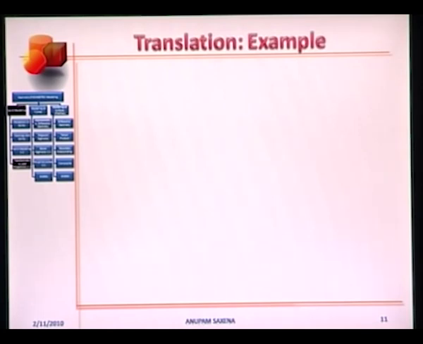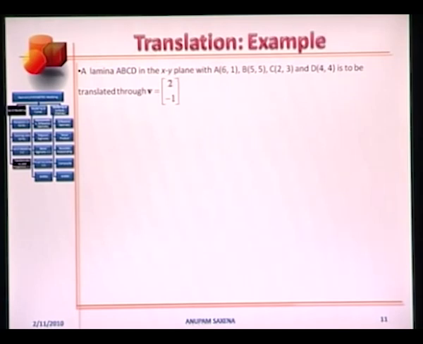Translation, an example. The lamina ABCD with the coordinates of A as 6, 1, B as 5, 5, C as 2, 3, and D as 4, 4 is to be translated through a vector V with components 2 and minus 1.